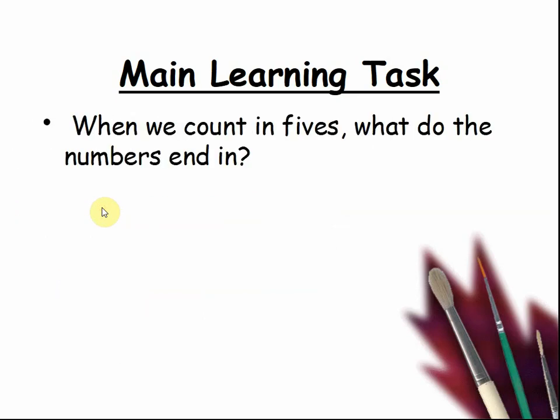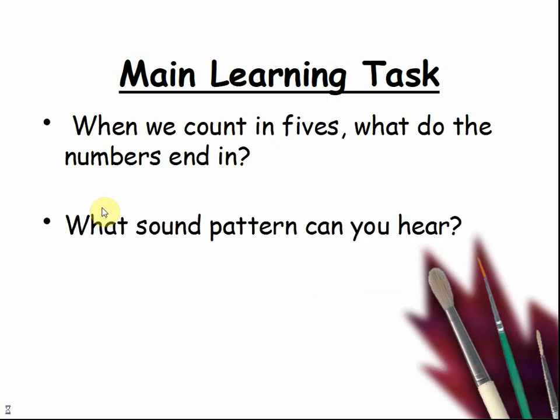When we count in 5s, what do the numbers end in? What sound pattern can you hear? 5, 10, 15, 20, 25, 30, 35, 40, 45, 50, 55, 60. If you listen and look, you will see it's an alternation. It ends in 5, ends in 0, ends in 5, ends in 0.